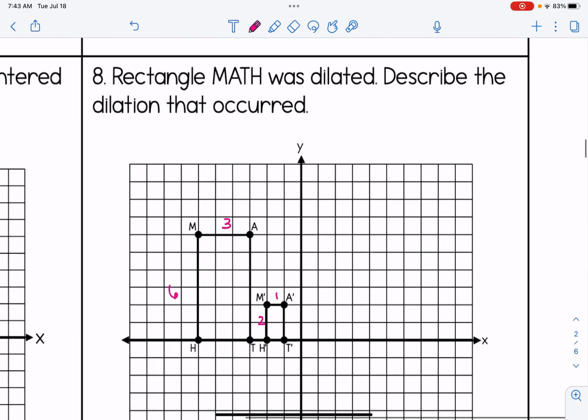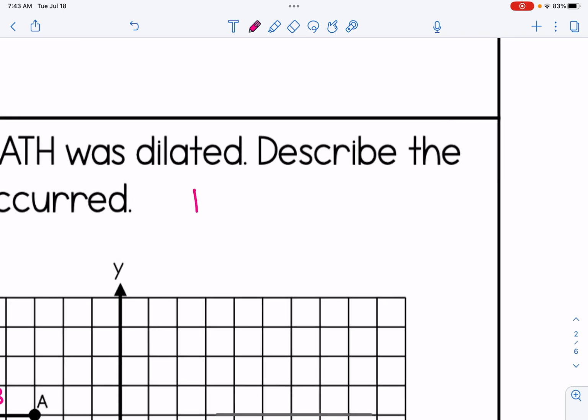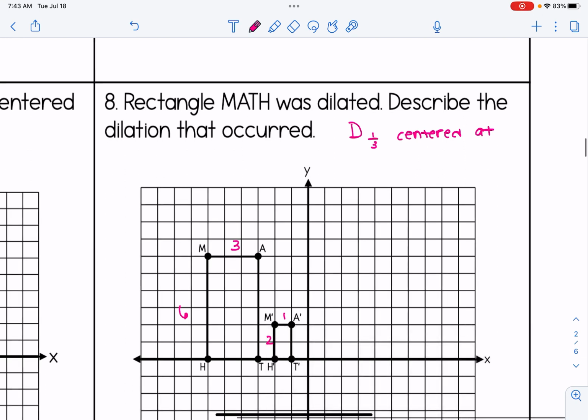If you were thinking divided by 3, that's the same thing as multiply by 1/3. We just use scale factors as multiplication. So I'm going to say that this was a dilation of 1/3. And anytime we're going to describe a dilation, we are going to talk about what the center was. So a dilation of 1/3 centered at.